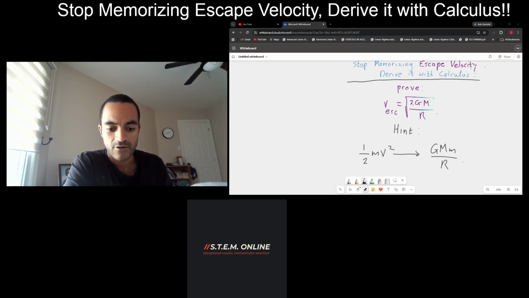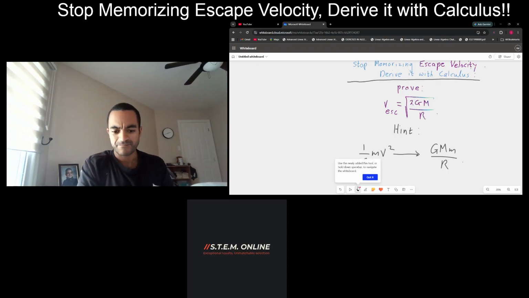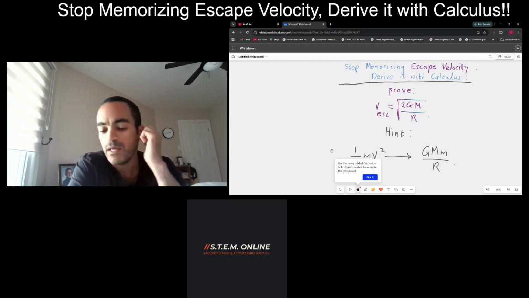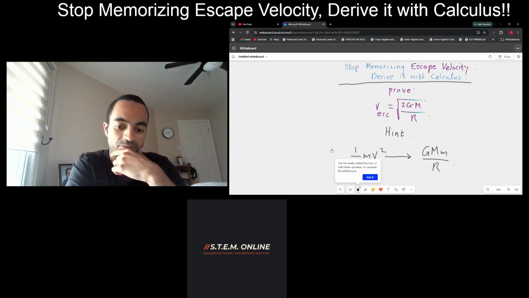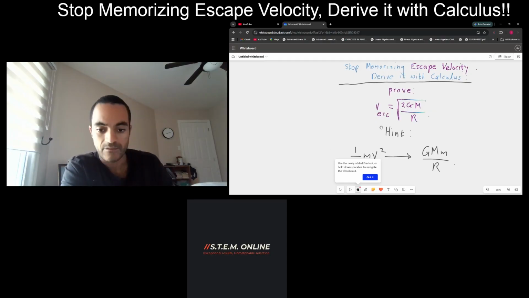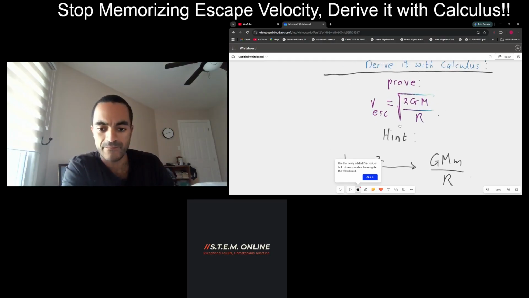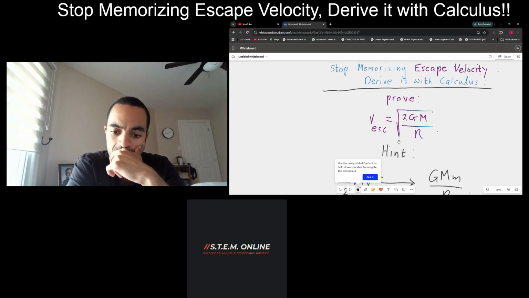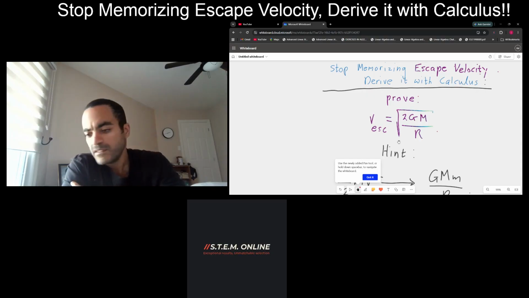Okay, so I'm going to use calculus to derive this. And I'm going to do that because I think a lot of you in high school, and in university too, unless your professor showed you how to derive this formula. I'm going to emphasize here, right? The escape velocity equals the square root of 2GM over r. Okay, so let's get to it.